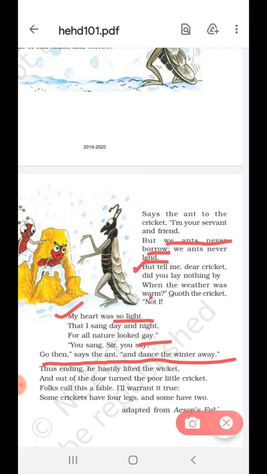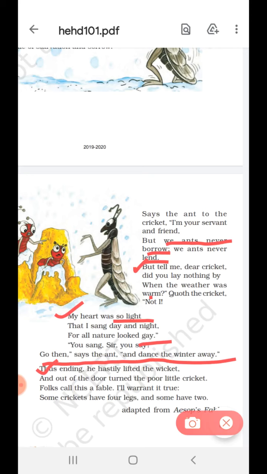Fine. Okay. So now, thus ending, he hastily lifted the wicket and out of the door turned the poor little cricket. Fowls call this a fable. I'll warrant it true. Some crickets have 4 legs and some have 2.